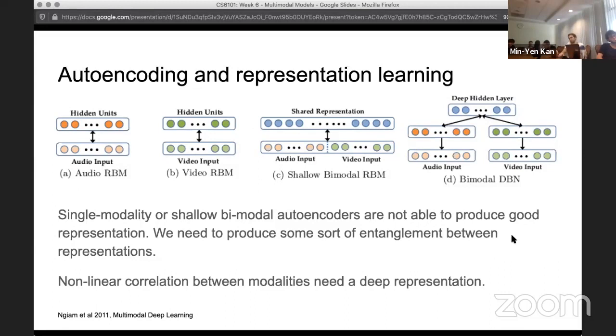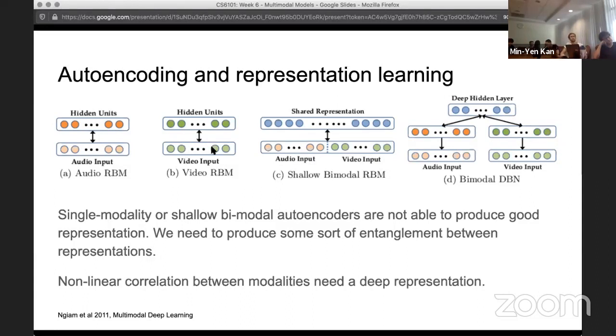So this early paper presents the idea of the Boltzmann machine. The idea is, if you take an audio input and encode it into a hidden unit, I will get this representation, and if I do the video, I get another representation. But even if both hidden units have the same dimension, I cannot encode this in this hidden unit and expect to get the same thing here.